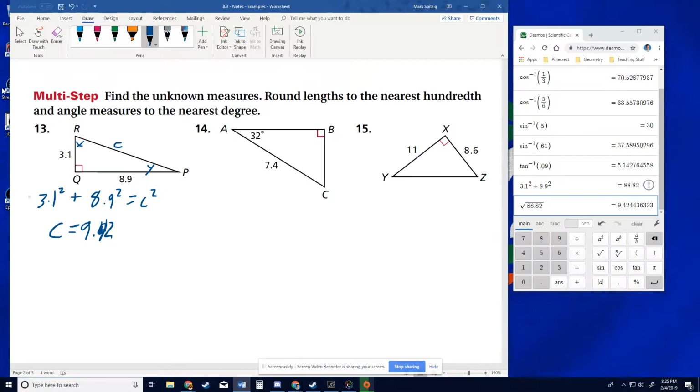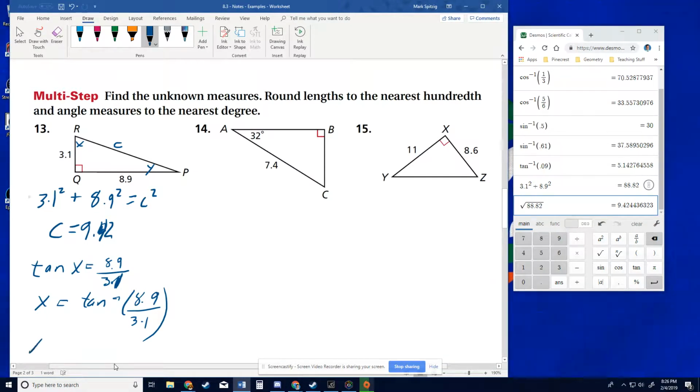All right, and then nearest degree. That's where we need to write some equations here, because basically, we can find one and then subtract from 90 to find the other, or we can write both of these equations. If I want to find x, we have opposite and adjacent, so that's tangent. The tan of x equals the opposite, which is 8.9, over 3.1. And so we know that x is going to be the inverse tan of 8.9 over 3.1.